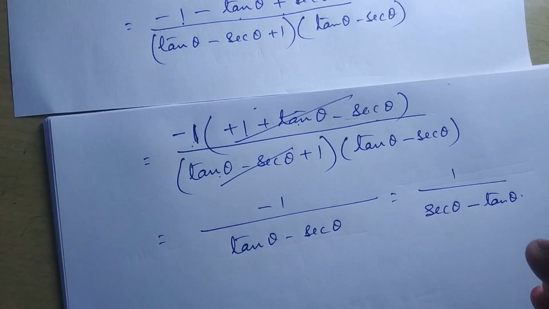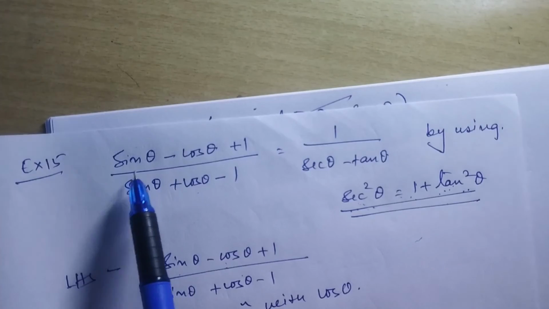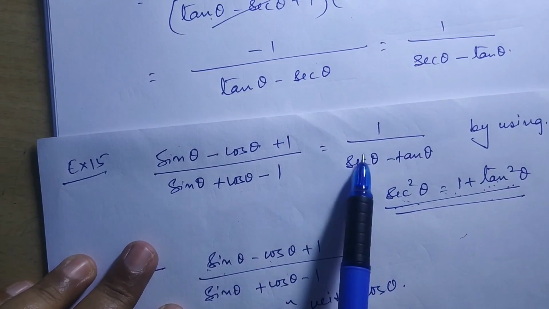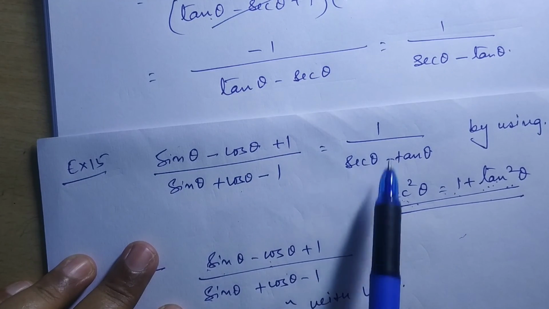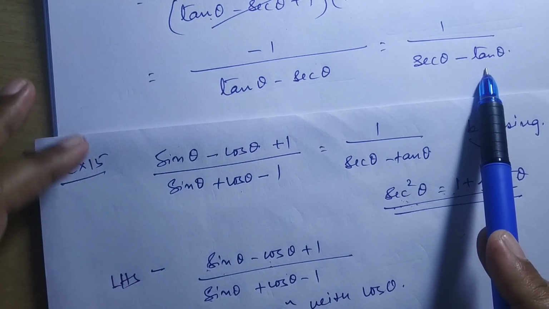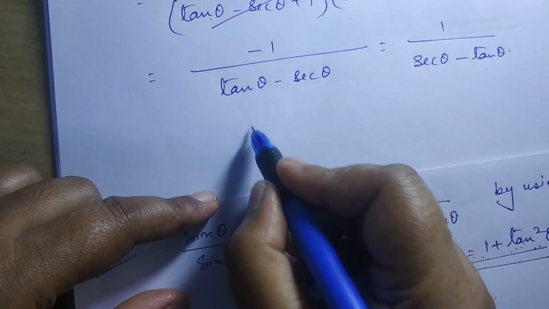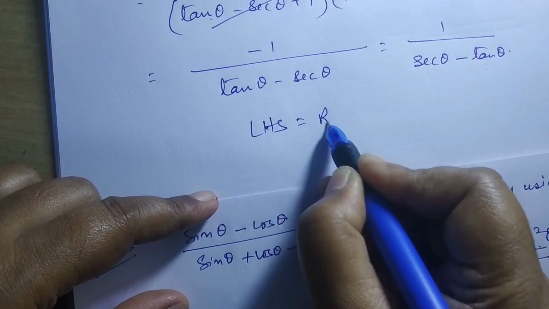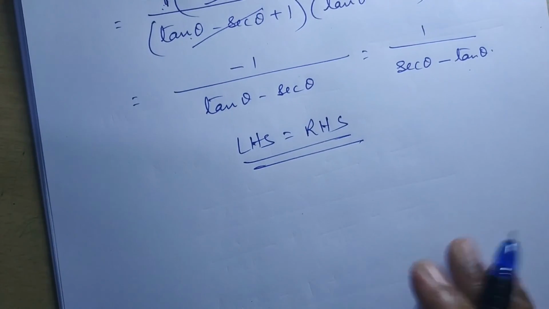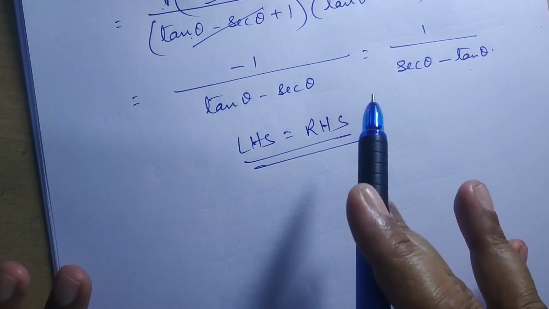So what was the proof? See the paper over here. I have to prove this is equal to 1 by sec theta minus tan theta. Done. Okay. So what will I write over here? LHS is equal to RHS. Proved.